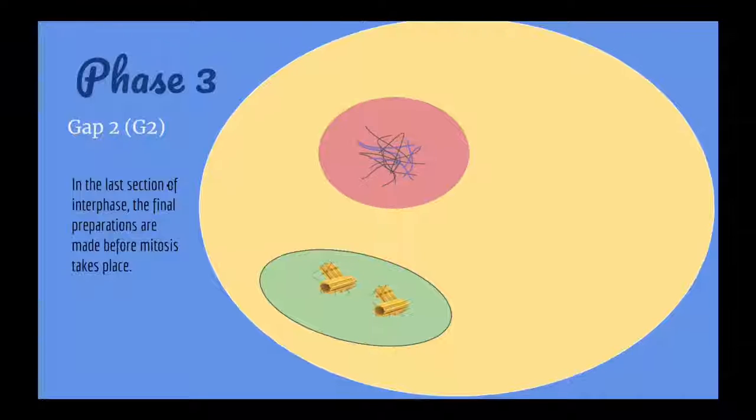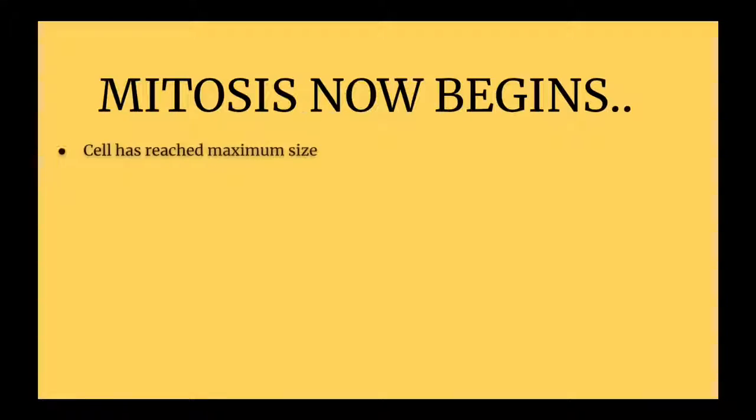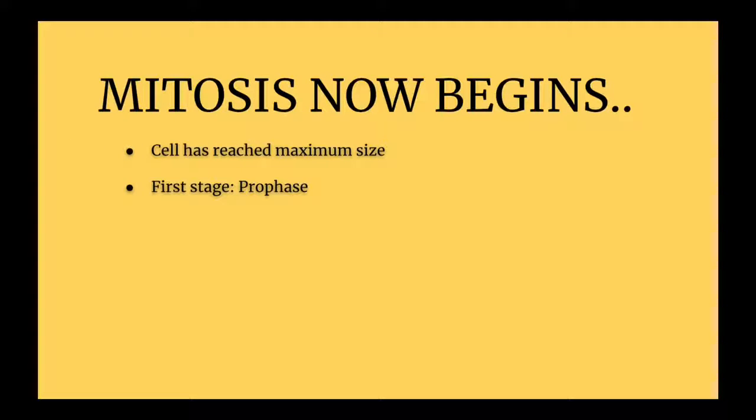We can finally get started with mitosis. Interphase was pretty long, so let's try to keep it short for mitosis. Mitosis is where nuclear division happens. The cell has reached its maximum size, so let's start dividing away. The first phase of mitosis is prophase.